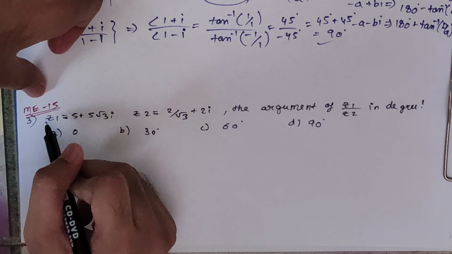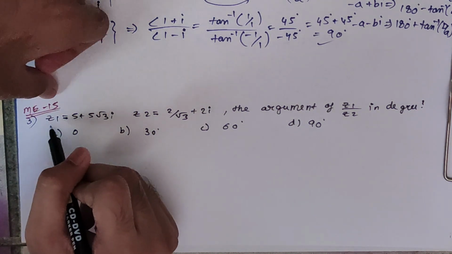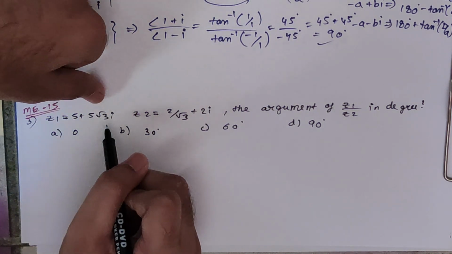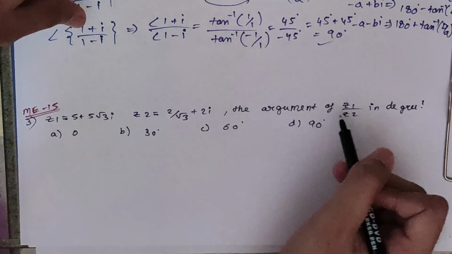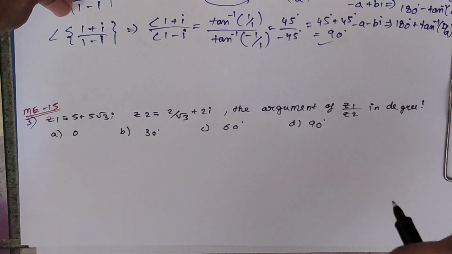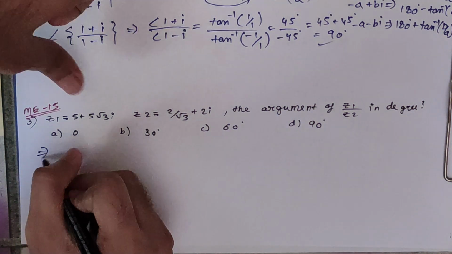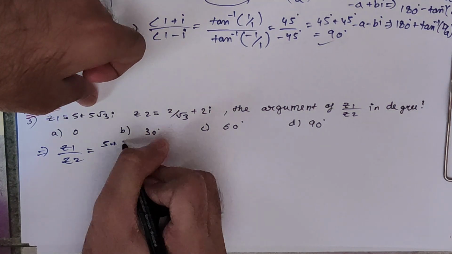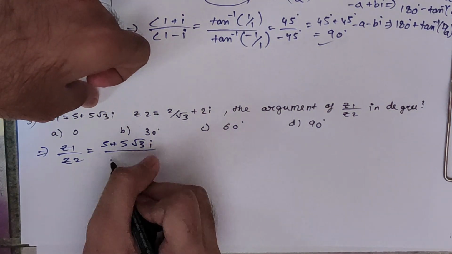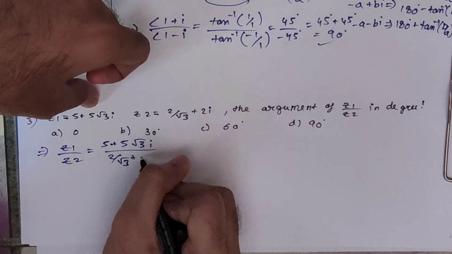Okay, here we are. This sum is of ME15 and the question is Z1 equals 5 plus 5 root 3i, Z2 equals 2 by root 3 plus 2i, and we have to find the argument of Z1 by Z2 in degrees. So for that we will use the trick again. Z1 by Z2, basically (5 plus 5 root 3i) upon (2 by root 3 plus 2i).